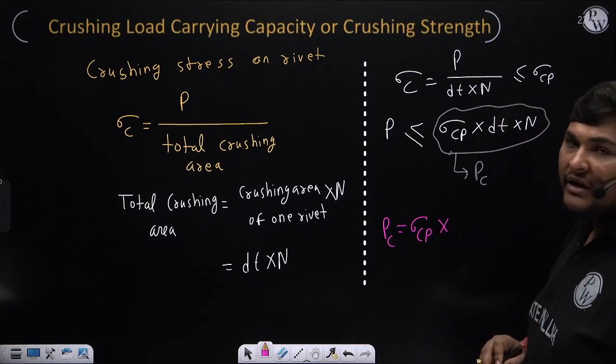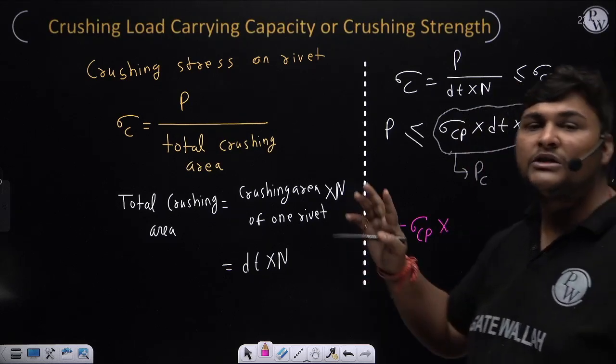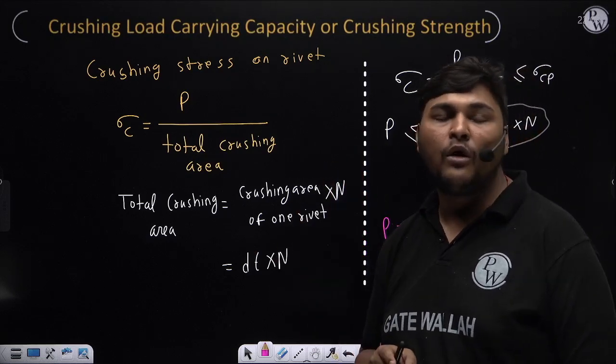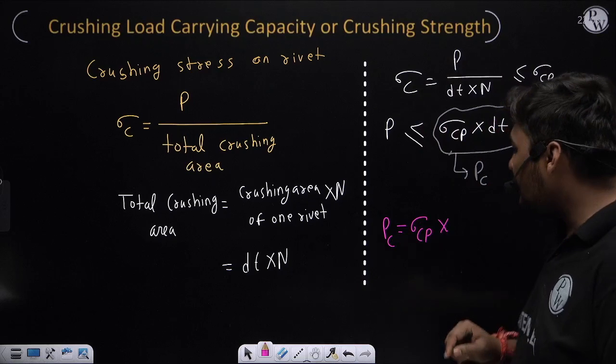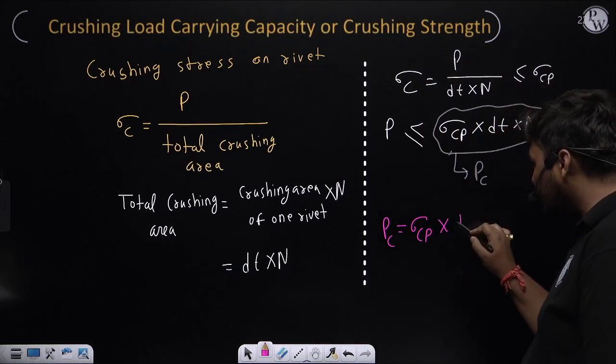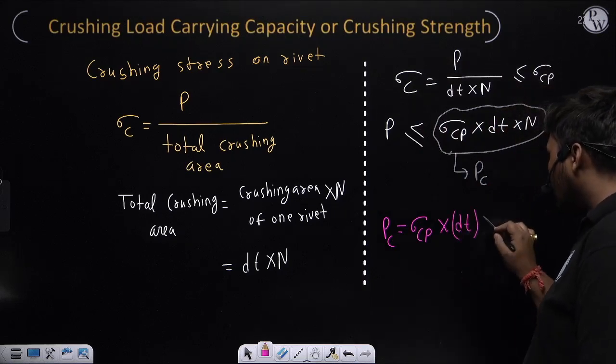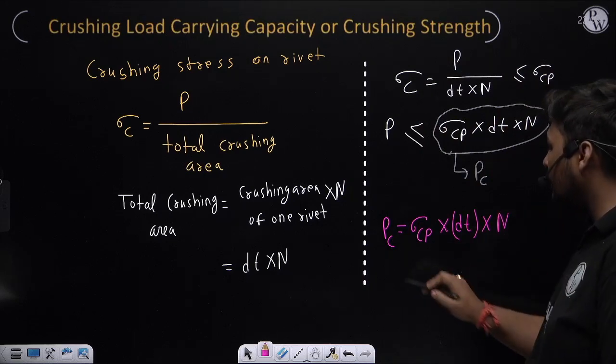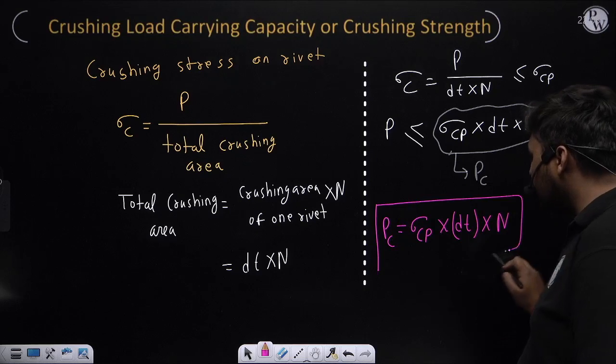And what will be the total crushing area? Because crushing failure will occur when crushing of all rivets is occurring, we need to calculate the crushing area of all rivets per plate. For that, first write the expression of crushing area of one rivet, which is DT. To calculate total crushing area, we will multiply this with the total number of rivets per plate. So this is the expression of crushing load capacity.